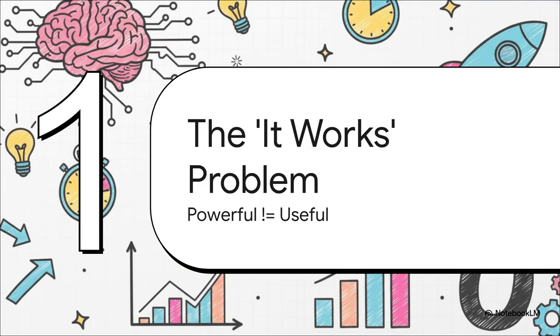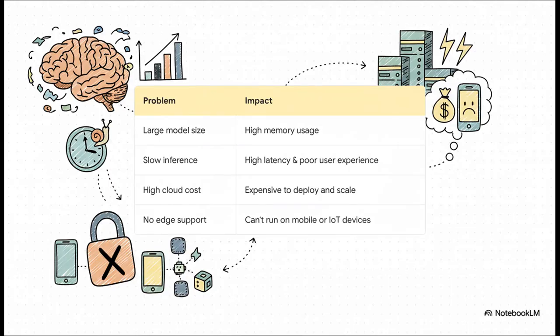Getting a model to work in a perfect lab environment, that's really just the beginning. If you want it to actually create real value out in the world, it's got to be efficient, it needs to be scalable, and it better be cost-effective. Because honestly, a brilliant model that's too slow or costs a fortune to run, it's not a product, it's a science fair project. And believe me, the consequences of not optimizing are, well, they're pretty painful.